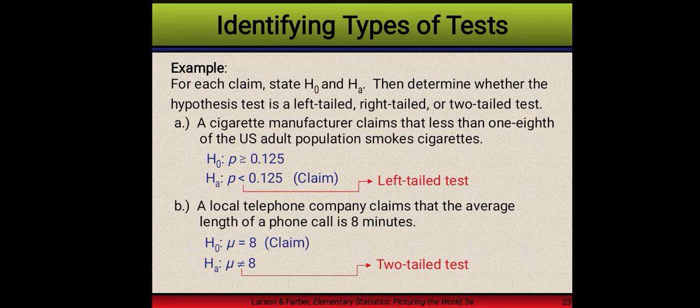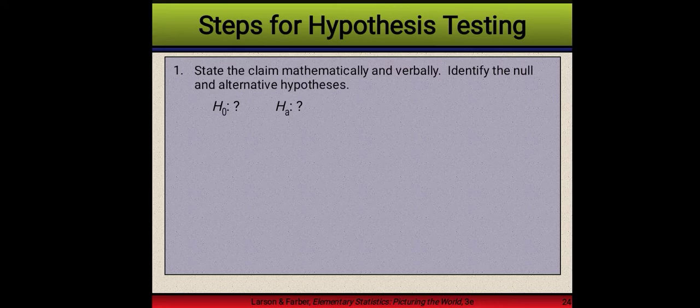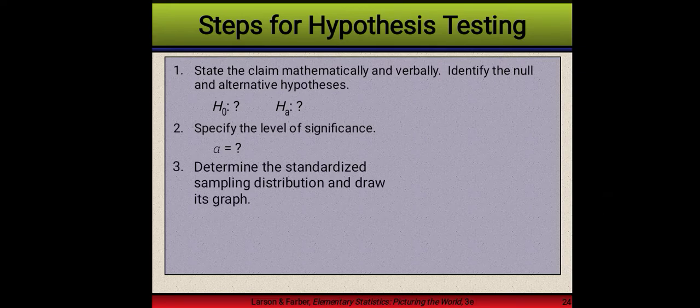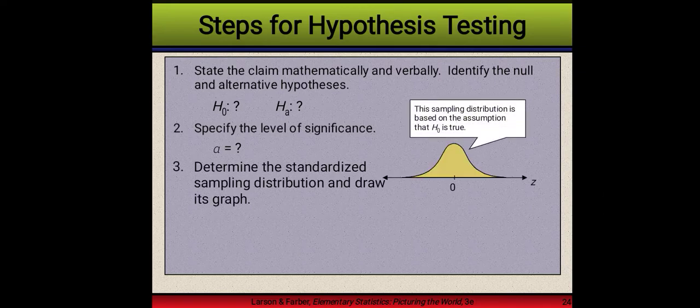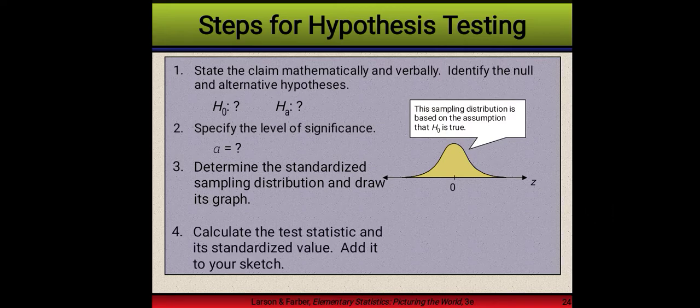Steps for hypothesis testing. First, state the claim mathematically and verbally. Identify the null and the alternative hypothesis. Second, specify the level of significance. We have the representation alpha equals unknown. Third, determine the standardized sampling distribution and draw its graph as what you have seen. Fourth, calculate the test statistic and its standardized value. Add it to your sketch. Since you already have the value, you can now start your sketch and put a value on it.